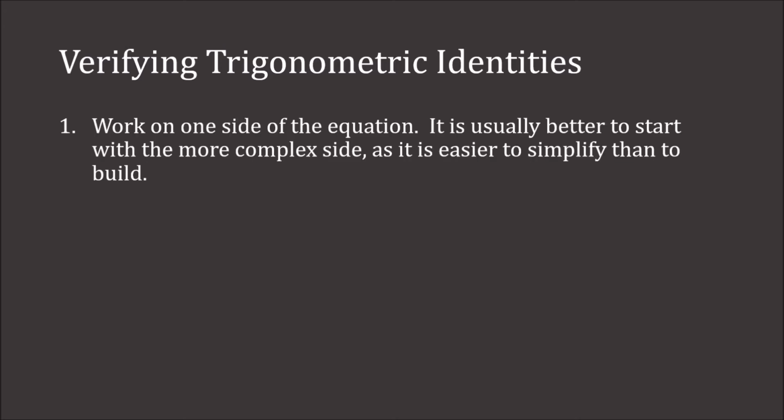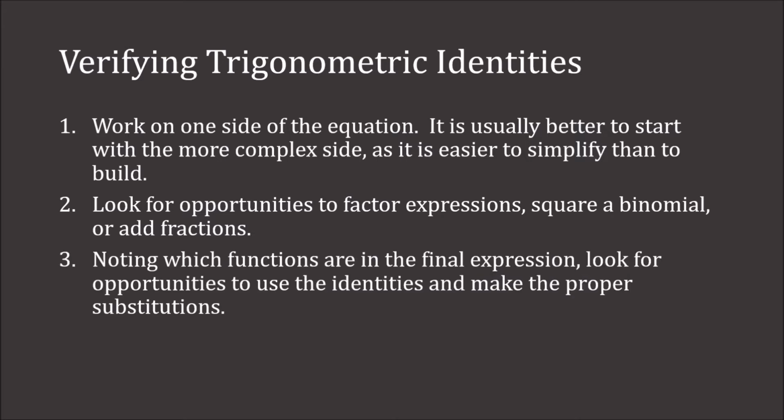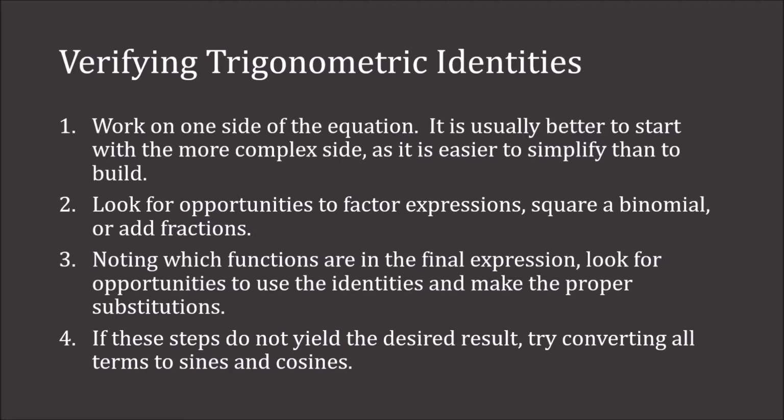So the first is to work on one side of the equation. It is usually better to start with the more complex side, as generally it is easier to simplify something than to build. Second is to look for opportunities to factor expressions, square a binomial, or add fractions. Third, noting what functions are in the final expression, look for opportunities to use previously known identities and make proper substitutions. And finally, if these steps do not yield the desired result, try converting all terms into sines and cosines.